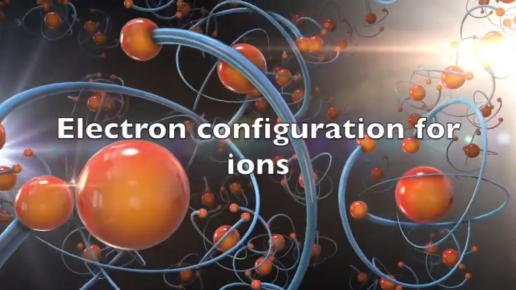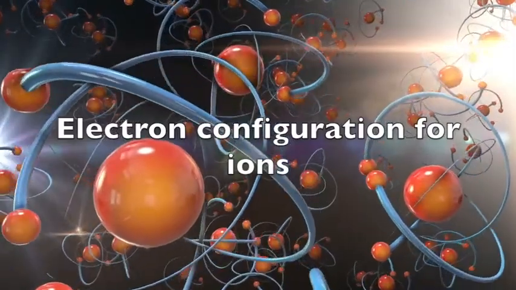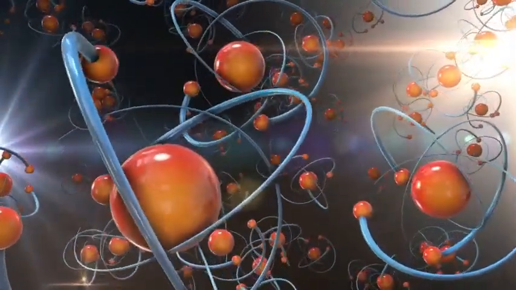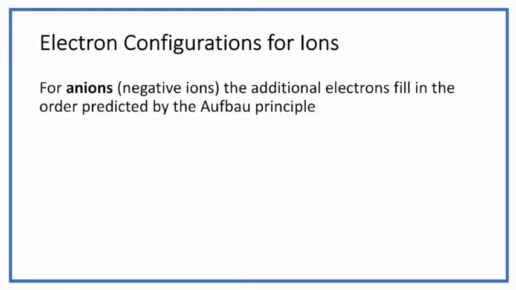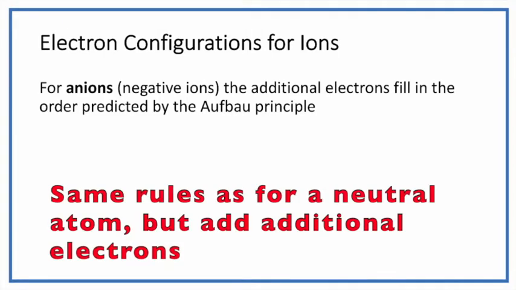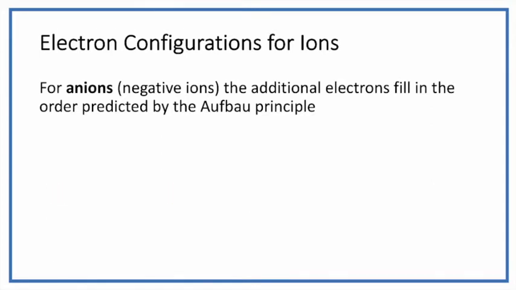In this video, we're going to talk about electron configurations for ions. For anions, electron configurations are straightforward. You use the same rules you would use for an atom, but you add additional electrons, and they fill in the order predicted by the Aufbau principle.